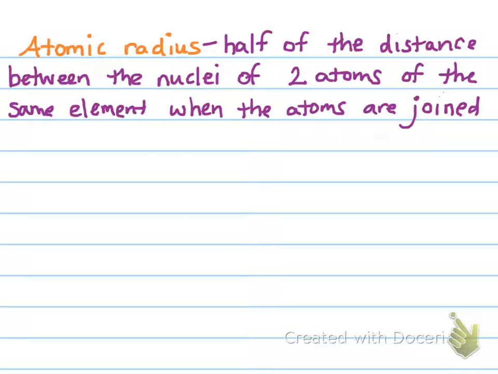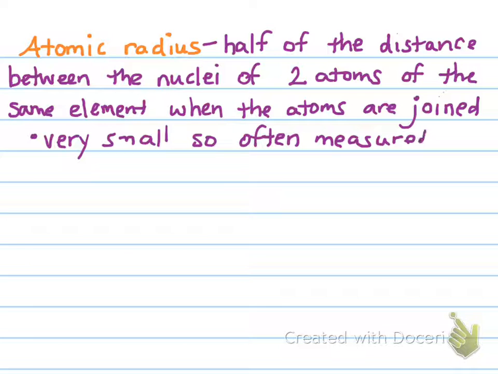Now, obviously, when we're talking about an atom that we can't even see, and now we're talking about half the size of that atom as a radius, these are very small. So they're often measured in picometers, which are abbreviated PM.